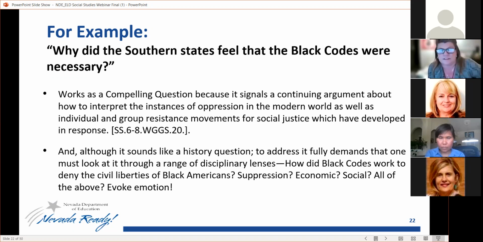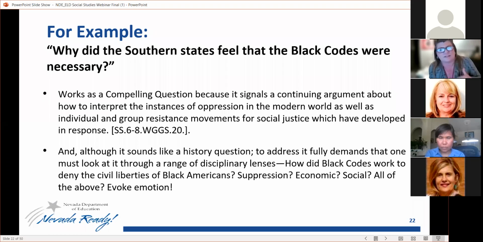And when you're developing these, if it were me, I would use old pictures, because this was based around slavery. This was based around things that still today create a lot of emotion. And it's funny, when we were working on this, we did not realize how relevant it would be today when we started this program 3 years ago. So I want to explain to you why this works, because it signals a continuing argument about how to interpret the injustice of oppression in the modern world, as well as individual and group resistant movements for social justice, which have developed in response. We still have these types of issues creating talk within our communities today, just as they did like 100 years ago.